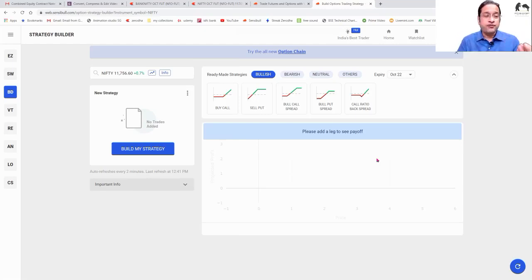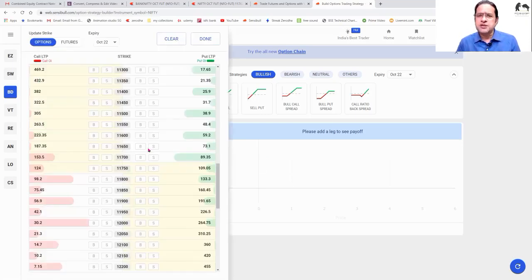Whatever free features are there, you may go and explore this if you have a Zerodha account, or many other brokers are offering Sensibull. But otherwise, it's a monthly subscription. It's about 1,300 rupees for a pro version, or a light version is about 600 rupees or so. But I'm sure that this is worth it.